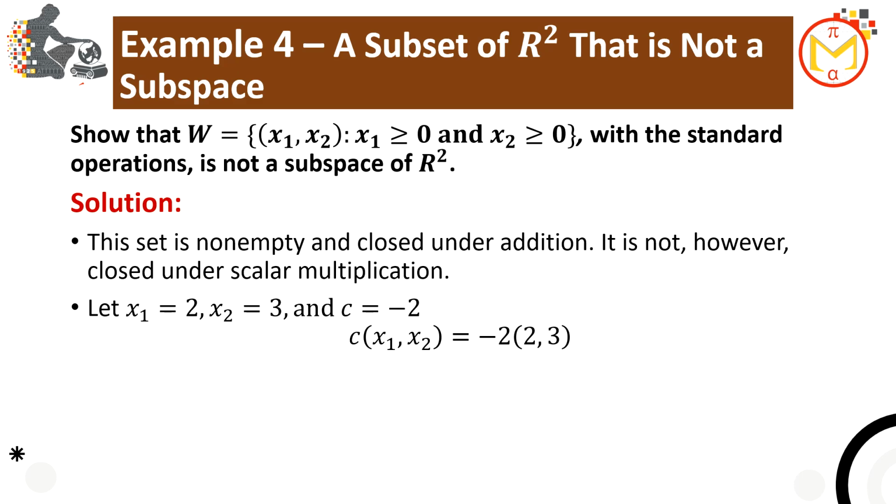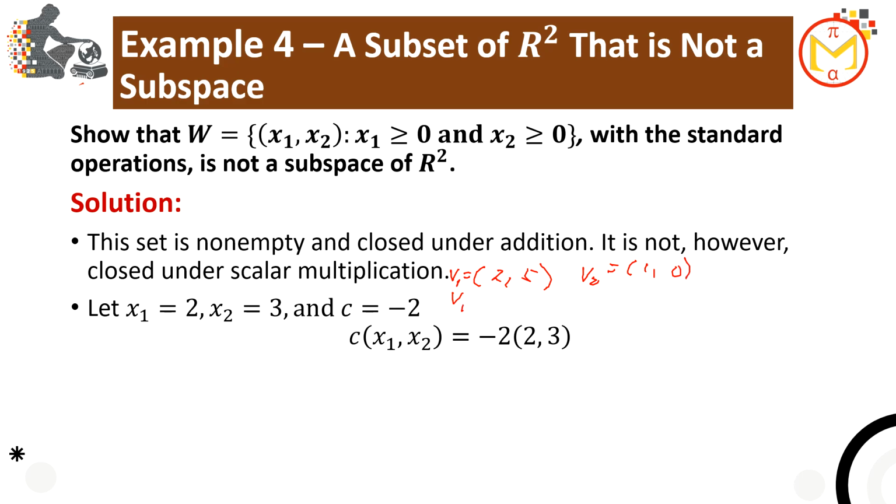This one is actually closed under addition. Okay, so if we are adding both positive numbers, let's say v sub 1 is 2, 5, and v sub 2 is, let's say, 1, 0. Or maybe you can have 0, 0.